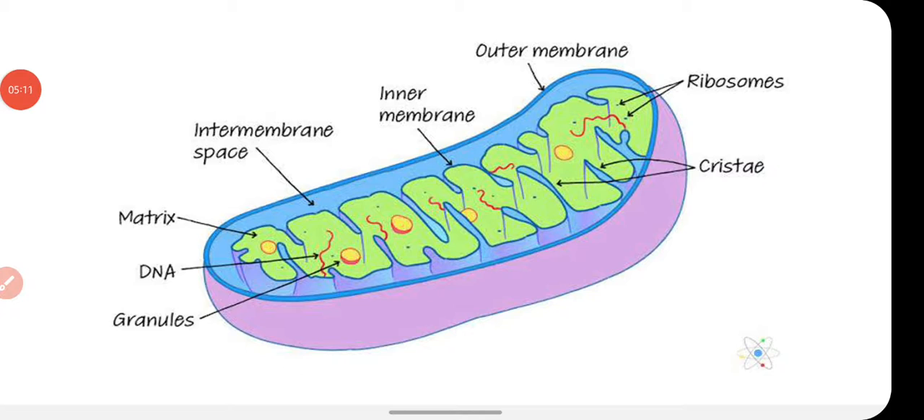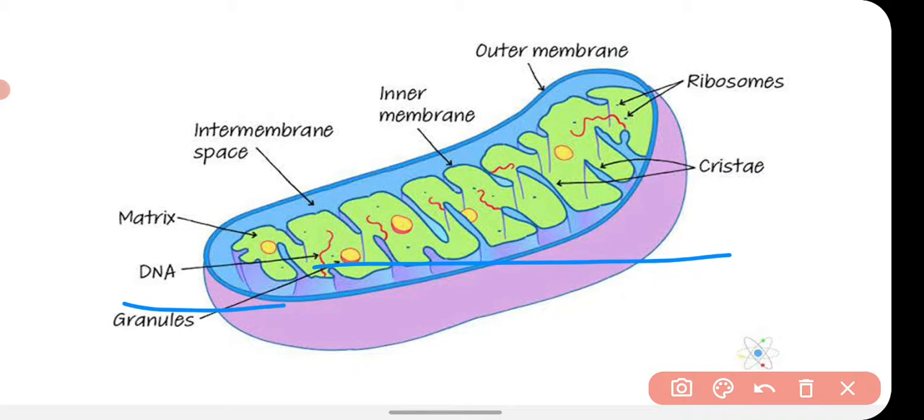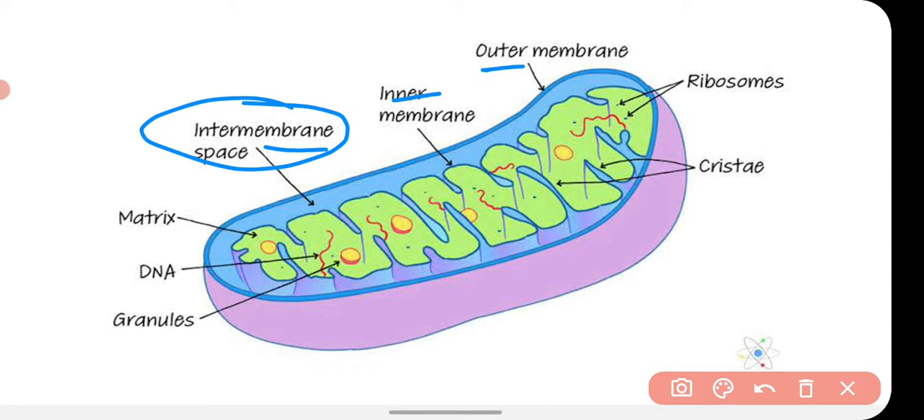So, the mitochondria is a double membranous cell organelle found in the eukaryotic cell and responsible for the production of energy. It has a double membrane. The outer membrane is smooth, even and porous. The inner membrane is folded. The folded part of the inner membrane is called cristae, and the space between the outer membrane and inner membrane is called intermembranous space.